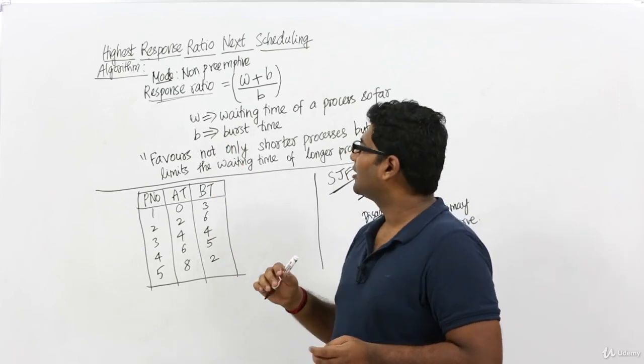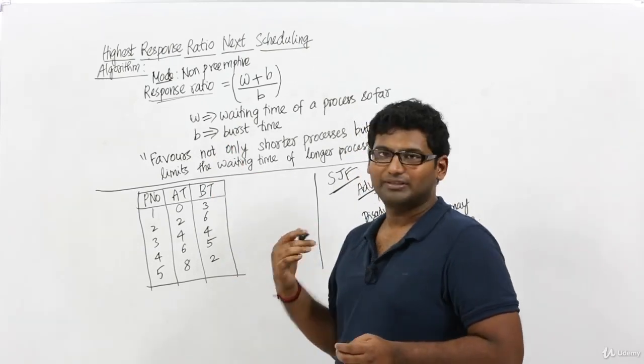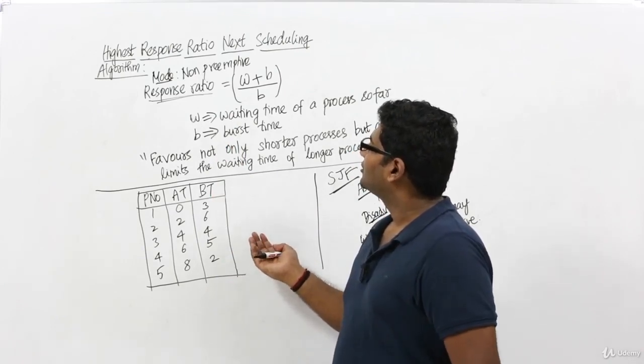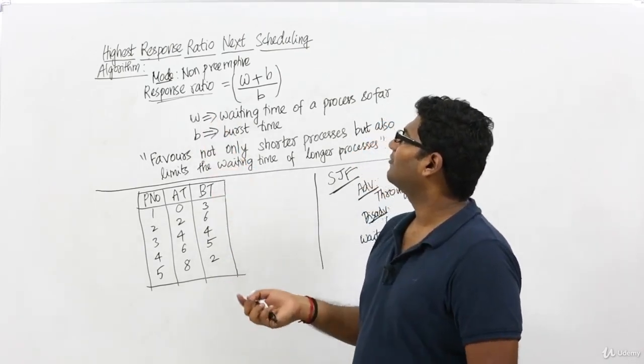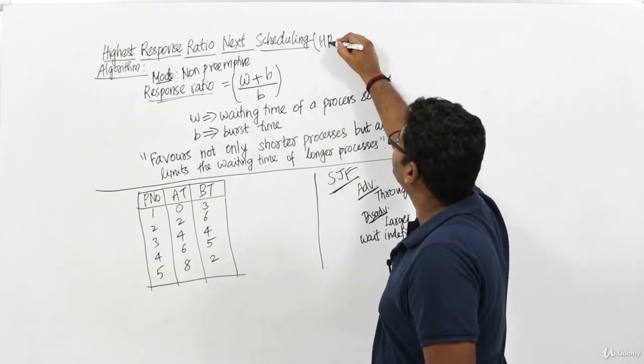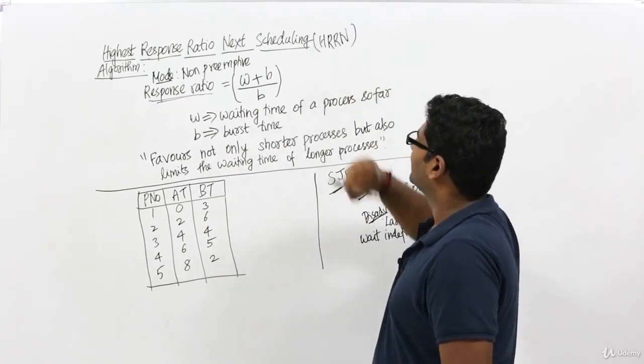Okay, instead of the process with the shortest burst time, we are actually picking the process with the highest response ratio in case of this HRRN. It is also called HRRN. Okay, next scheduling algorithm. Fine.